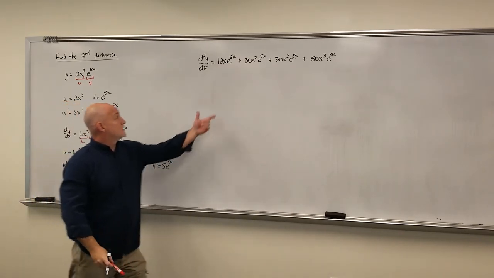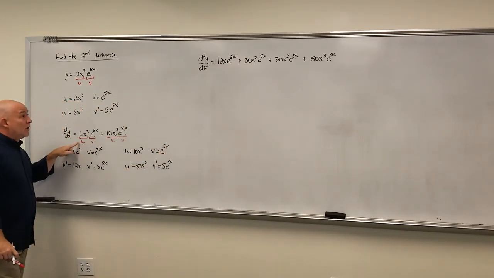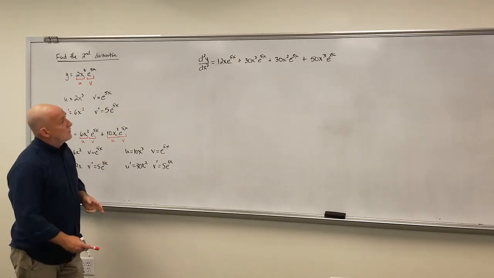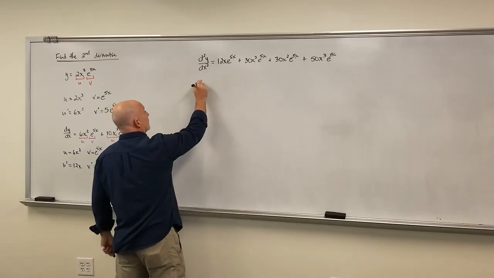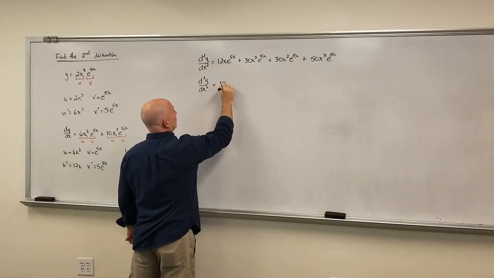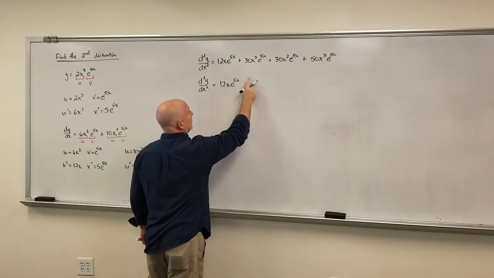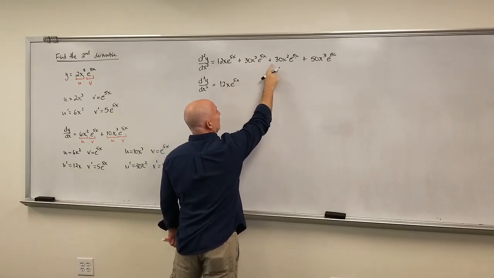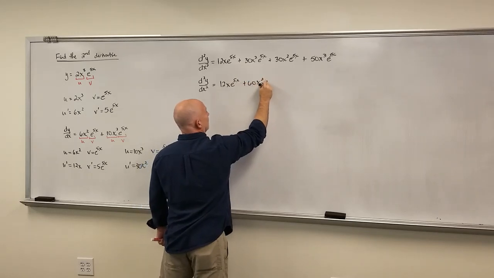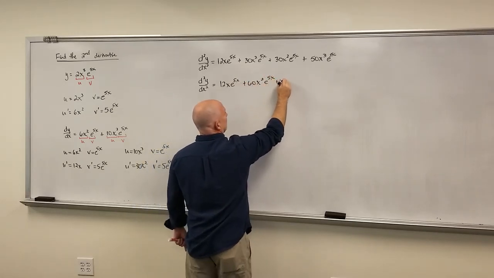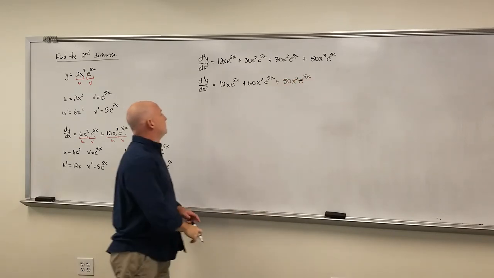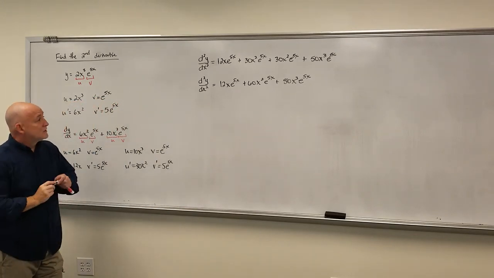So the first two pieces came from the derivative of the first term, and the second two pieces came from the derivative of the second term. Now notice in this case, we do have some like terms that we can combine. So the second derivative of y with respect to x is 12x e to the 5x. Here I have 30x squared e to the 5x, another 30x squared e to the 5x, so I have 60x squared e to the 5x, and then 50x cubed e to the 5x. Okay, so there is the second derivative.